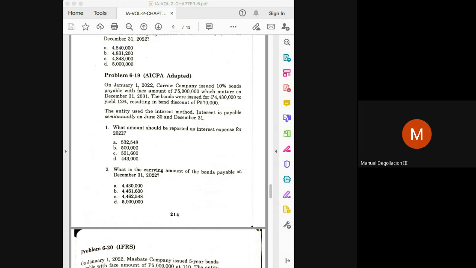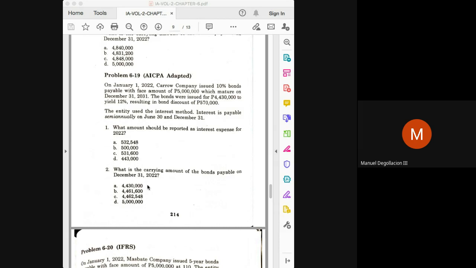Okay. Again, the common wrong answer here would be 531,600, which was solved by simply multiplying 4,430,000 by 12%. Second question, how much is the carrying amount of the bonds payable on December 31, 2022?